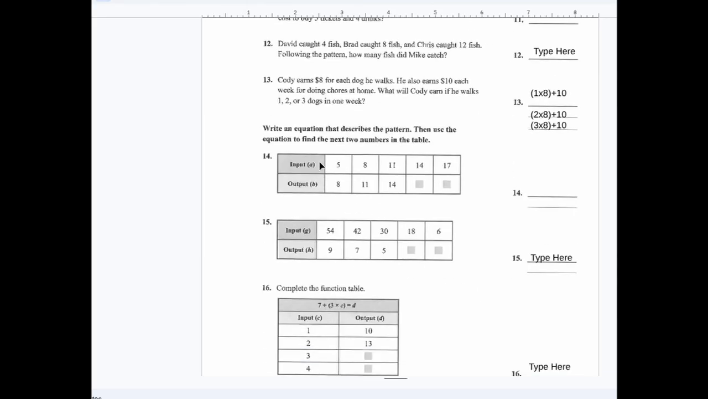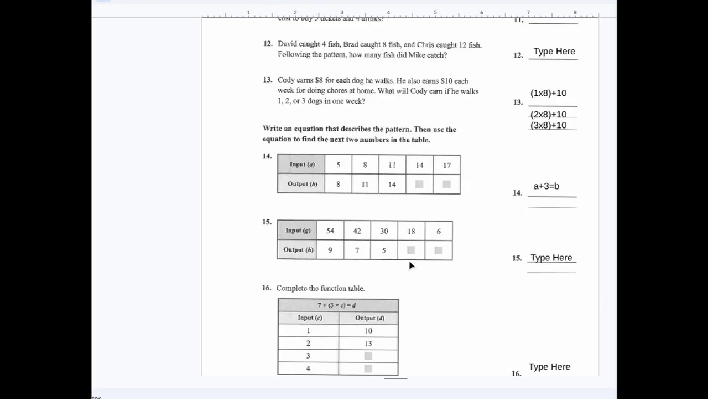Okay, number 14. You got to write the equation and the equation for 15 and then fill in the boxes. So 14, A, and then what they do from 5 to 8. They went up. So is it multiplying? 5 times something equals 8? No, so it has to be adding. 5 plus what is 8? 3. So A plus 3 equals B. And then you would fill these in. 14 plus 3, 17 plus 3.